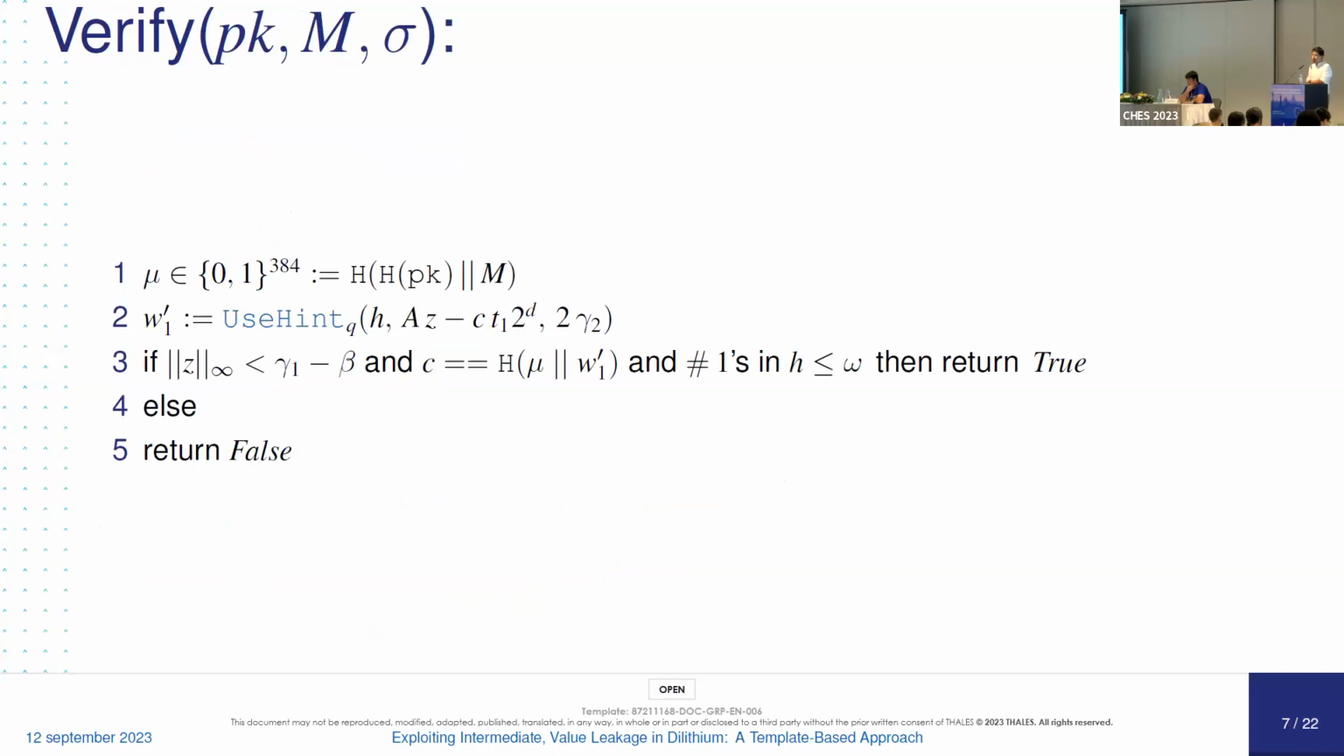Now, the verification algorithm is very much simpler in the sense that we are only going to be recomputing a possible W1 vector with only public information. And so if we have the same W1 vector, we can sample the same challenge C. And if the vector Z is under the security range, we accept the signature.